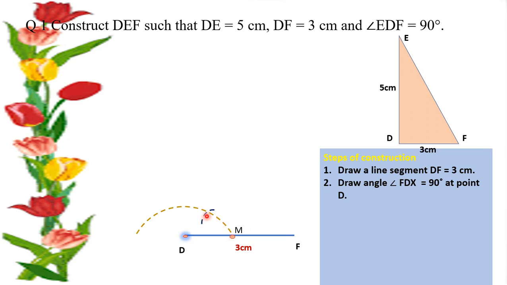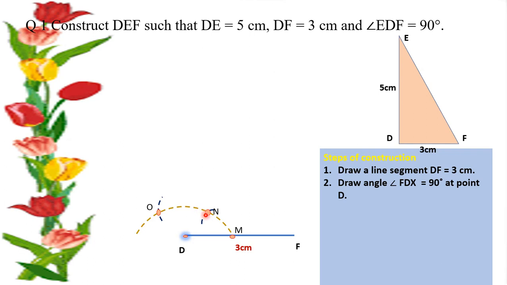This arc and the semicircle intersect at a point, which is N. Again, without disturbing the compass, place the pointer at this point N and cut another arc. Again we get the point of intersection of the semicircle and the arc, that is O. Now we have divided this semicircle into 3 equal arcs.